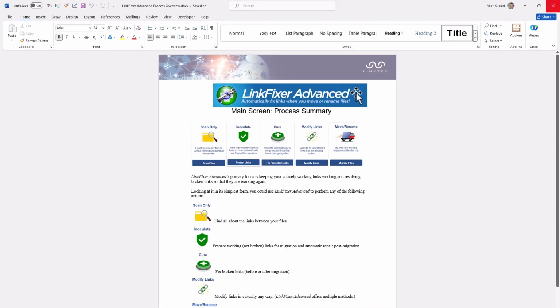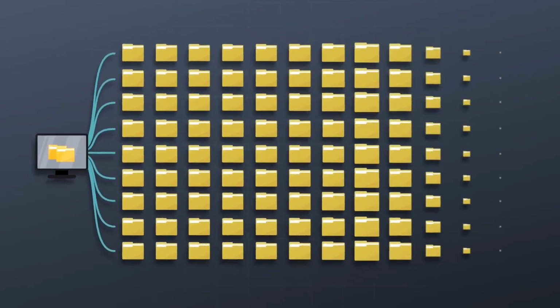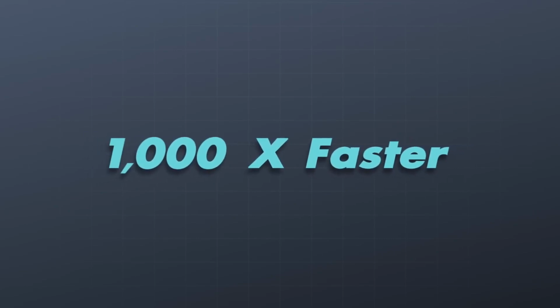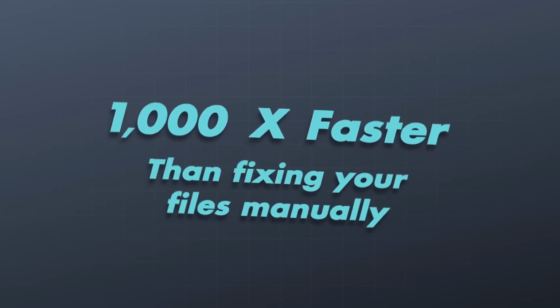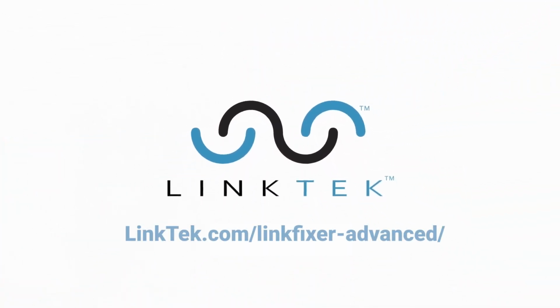This is just a simple migration, but Link Fixer Advanced can do this on thousands and even millions of files in a single processing run. The only difference being that the more files you have, the longer it will take Link Fixer Advanced to do its job. But in any case, it's 1,000 times faster than fixing your files manually or by using a search and replace tool. And that's how Link Fixer Advanced can make your file migrations both fast and easy.